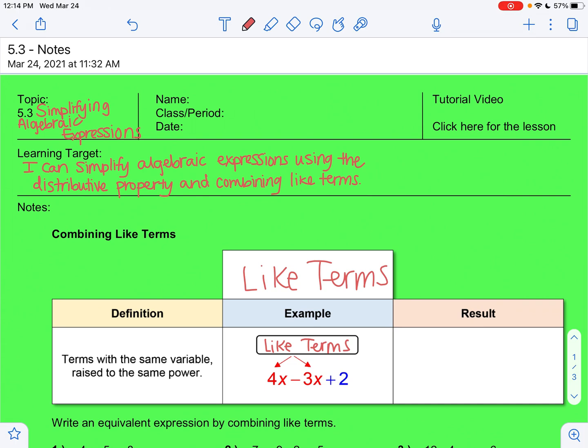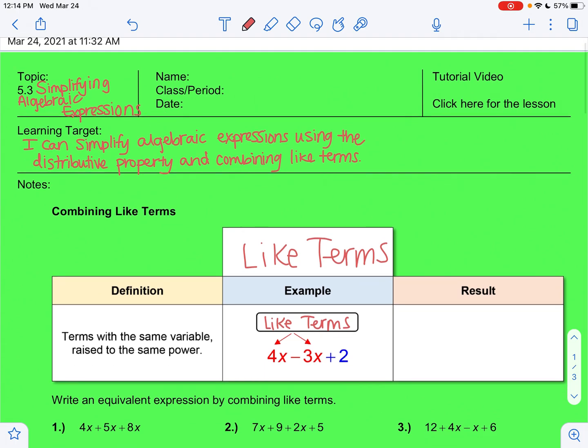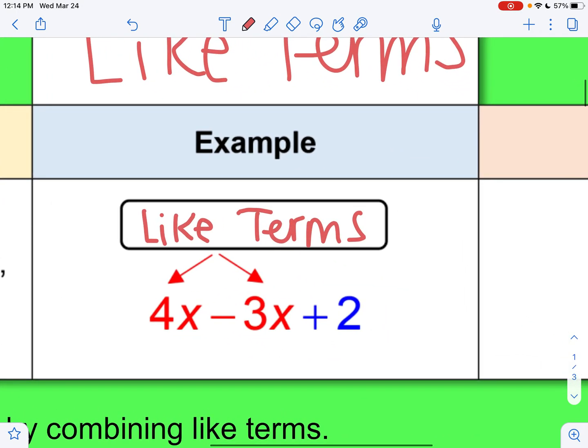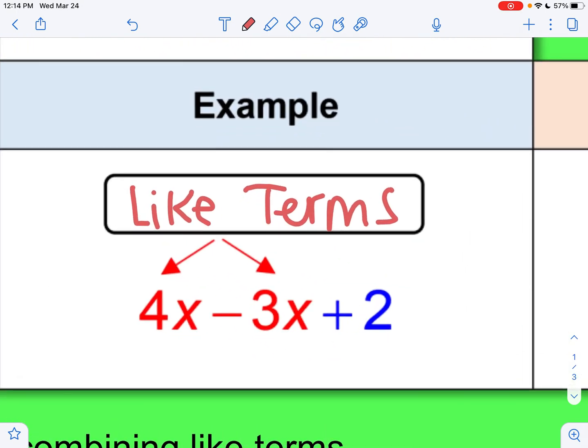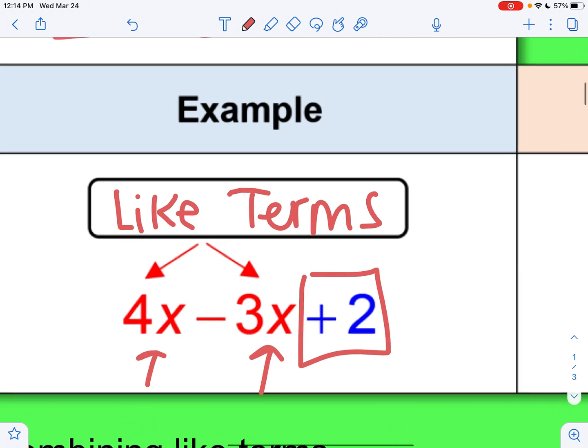Alright, so like terms are terms with the same variable raised to the same power. If we take a look at 4x minus 3x plus 2, you'll notice both of these have an x, and it's just x. It's not x squared or x cubed, it's just x. So these are what we call like terms. We can combine them because they are the same. They both have an x and they are both to the first power. The plus 2 at the end doesn't have an x, so we cannot combine it.